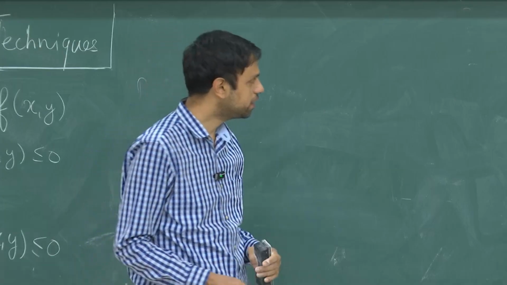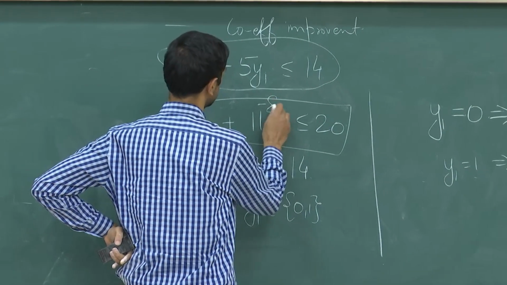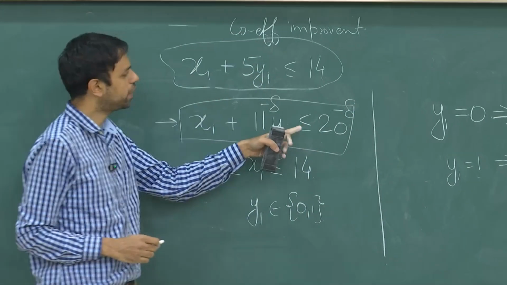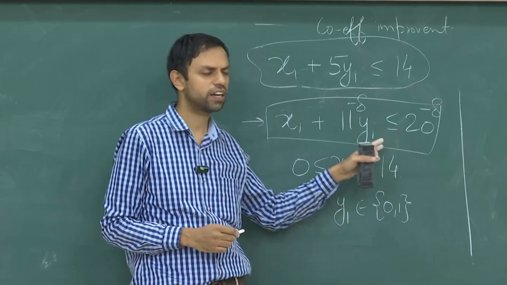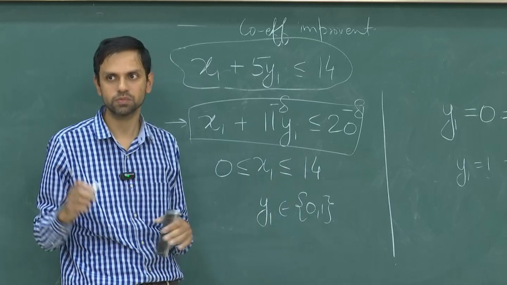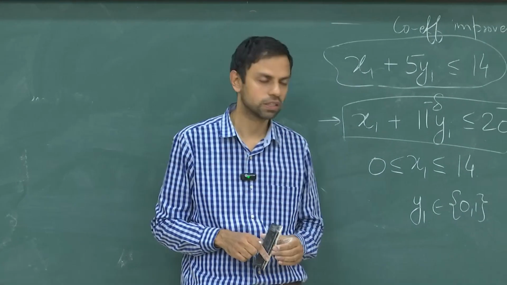The trick exactly is, you say that I'm going to change this by delta, and this also by delta. Then you have to find the maximum possible delta which is still allowed. In this case, the maximum possible delta is 5.